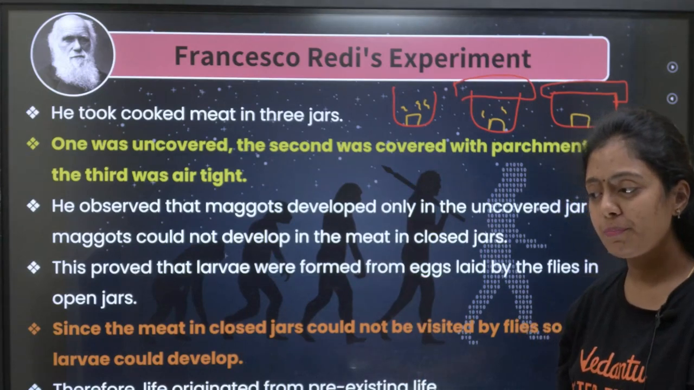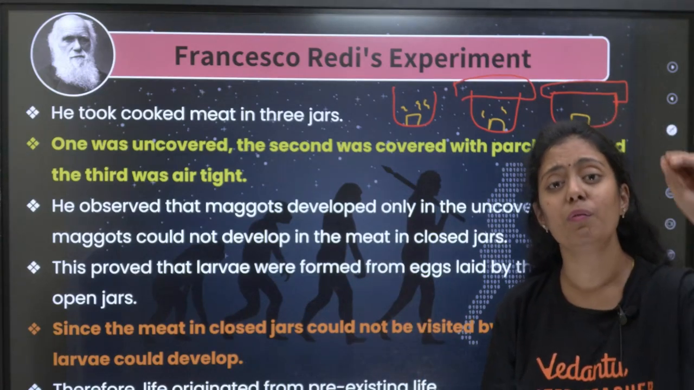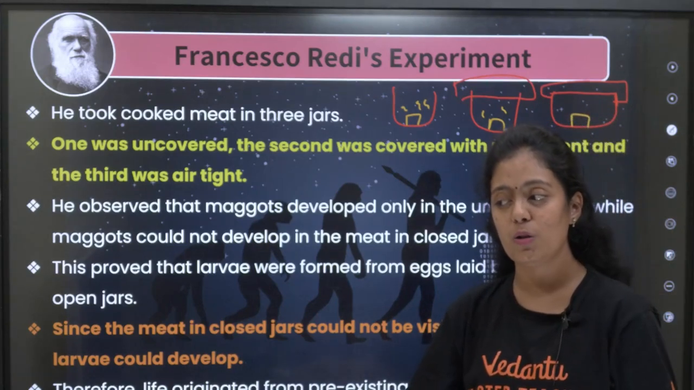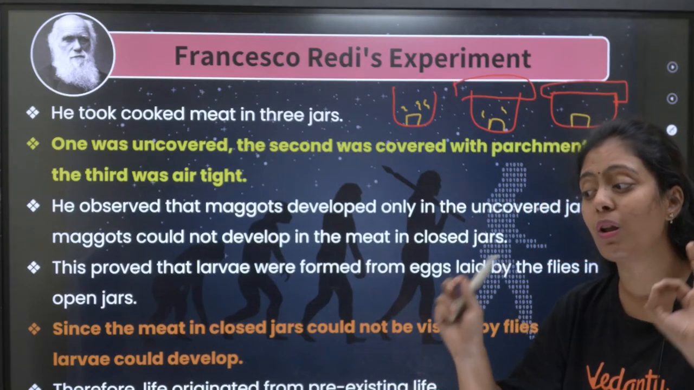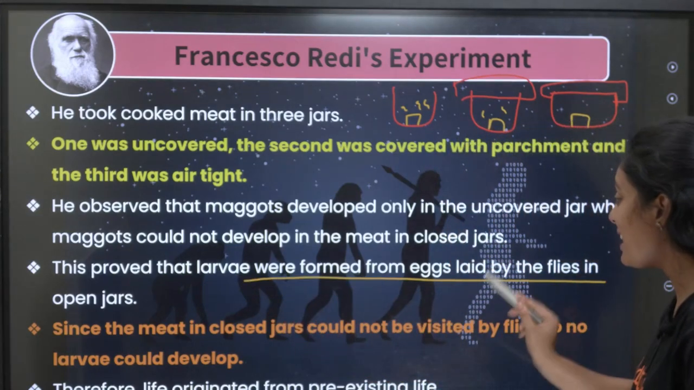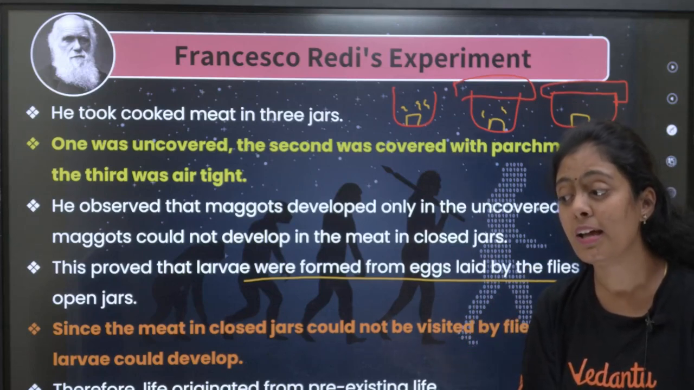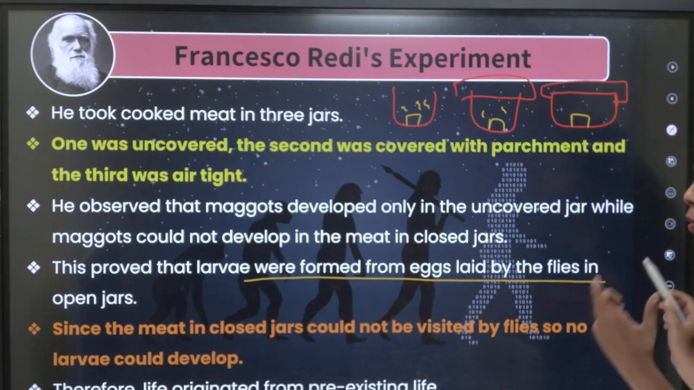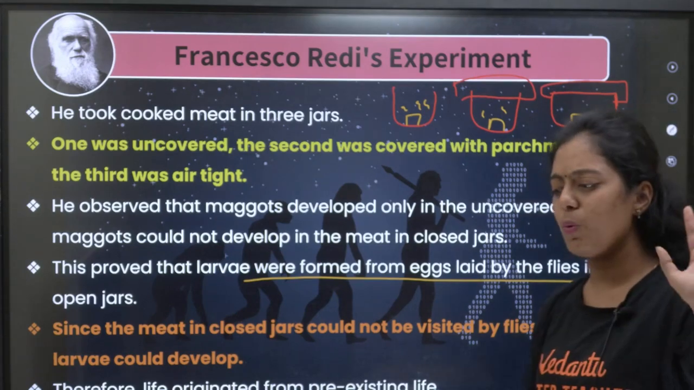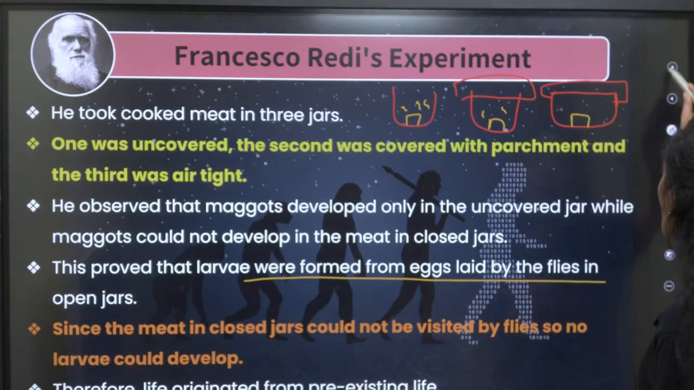Very simple. So this disproved abiogenesis. They can ask you who disproved abiogenesis. It was Francisco Redi. This proved that larvae were formed from eggs laid by the flies in the open jar. Since the meat in the closed jar couldn't be visited by the flies, no larvae could develop. A very easy question. Now we shall continue.